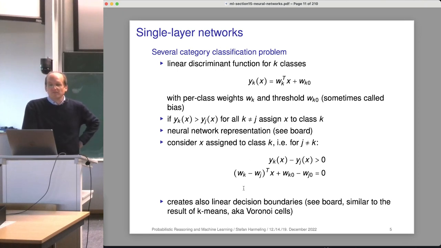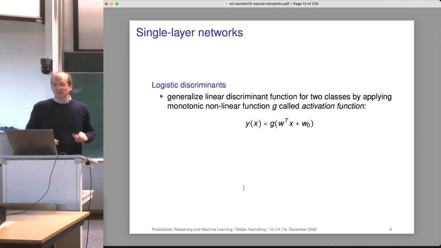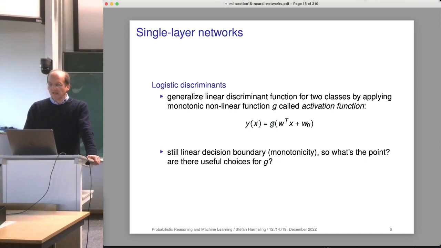Okay, so we see what a multi-category classification problem would look like, what we get out of this. We can make it a little bit more general, and then it's called logistic discriminants. When we move the output through some nonlinear activation function or some nonlinear monotonic function, and we did this already by saying let's take the sine, for example, or some other function, right? However, in general, this thing is called an activation function. And the question is, why would we like to do that? So why move our linear decision boundaries to a nonlinear function which nonlinearly transforms it, in particular monotonically?